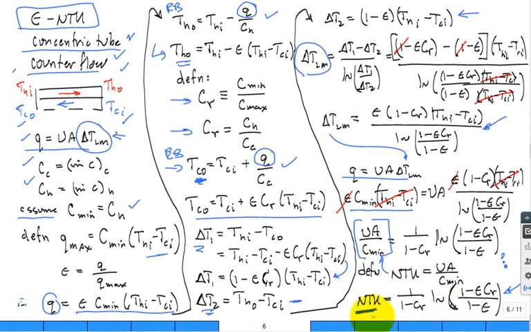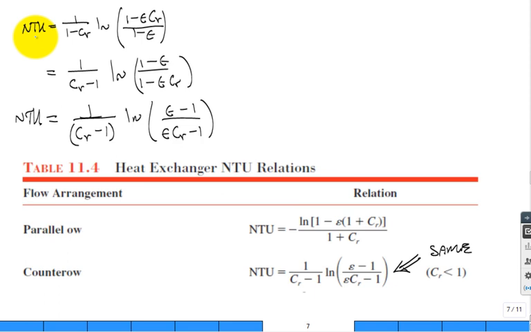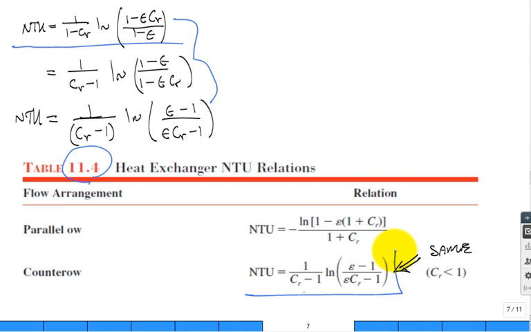Now, somebody says, take this relationship and flip it around. I want effectiveness as a function of NTU and C sub R. More algebra. It's just more algebra. So this is the equation. Oh, I forgot, I should say that you can manipulate this equation algebraically, compare it with what's in our textbook, and it's the same equation. Sometimes it's packaged a little differently.